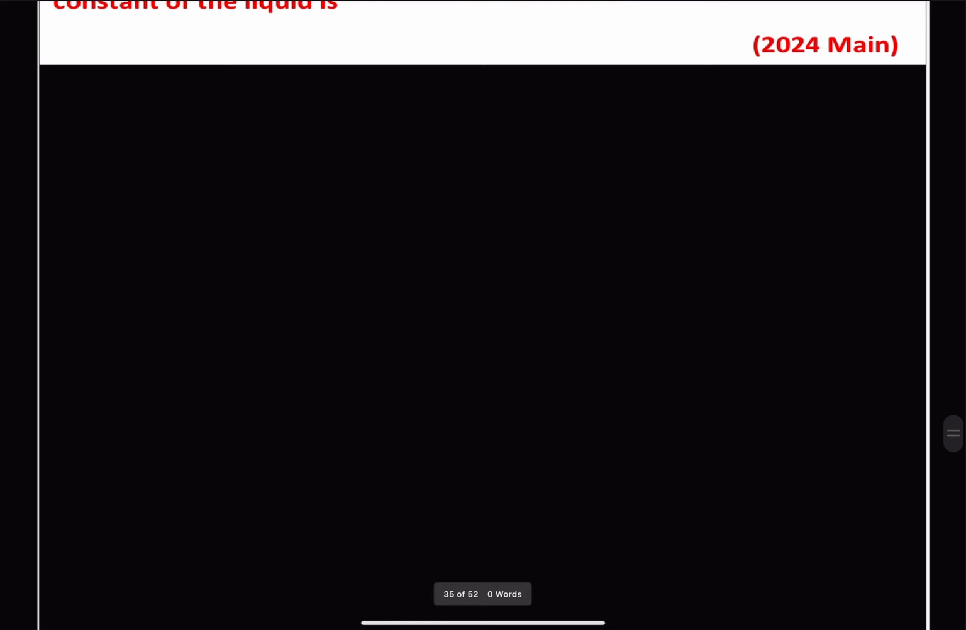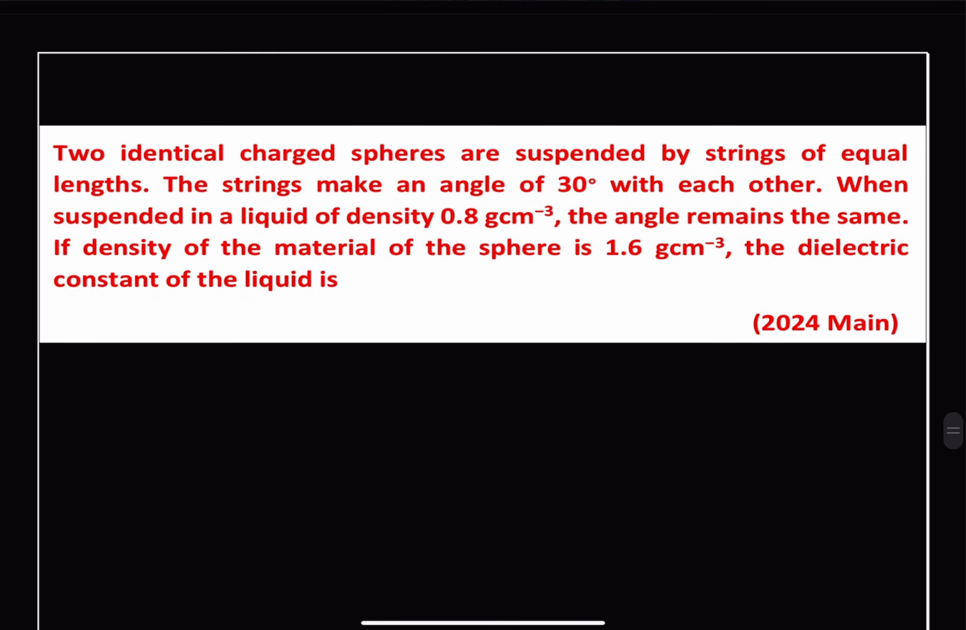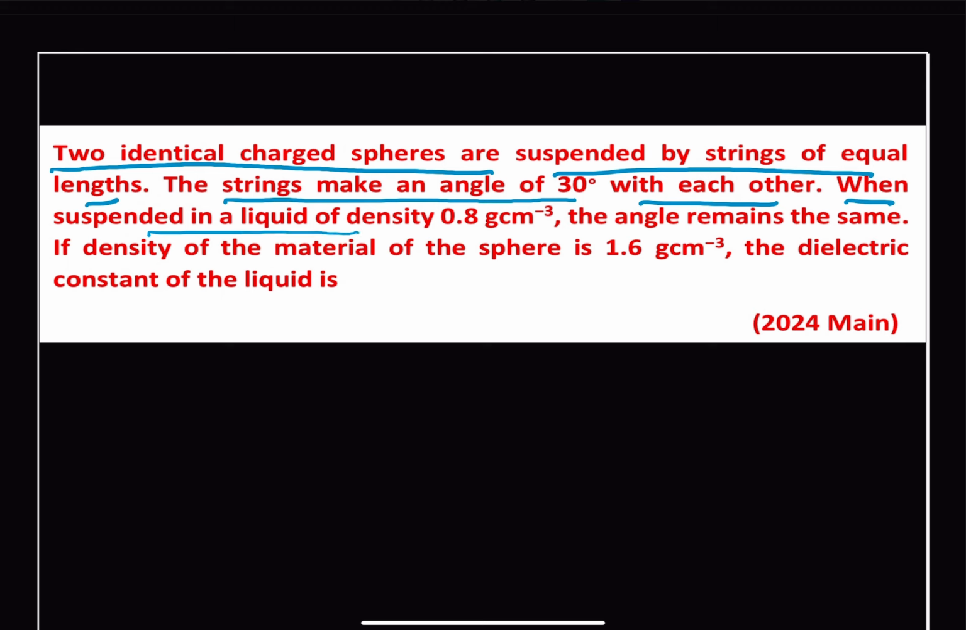Next question. It states that two identical charged spheres are suspended by strings of equal length. The strings make an angle of 30 degrees with each other. When suspended in a liquid of density 0.8 gram per centimeter cube, the angle remains the same. If the density of the material of the sphere is 1.6 gram per centimeter cube, the dielectric constant of the liquid is. So here we are given two cases.